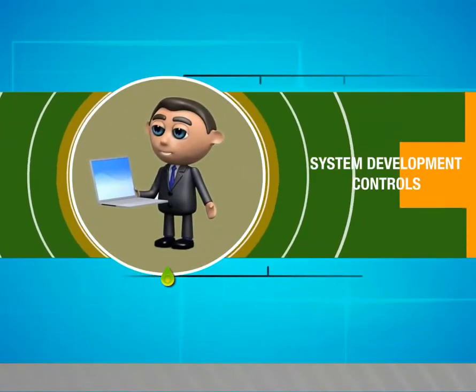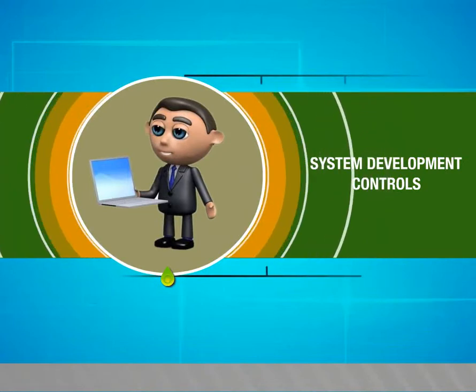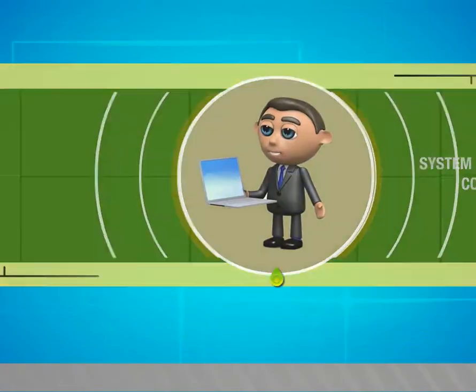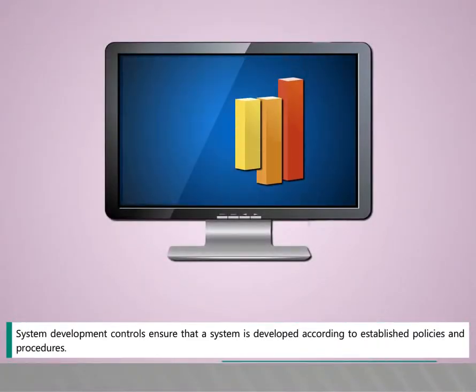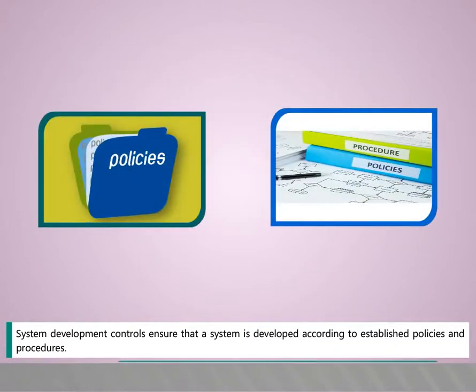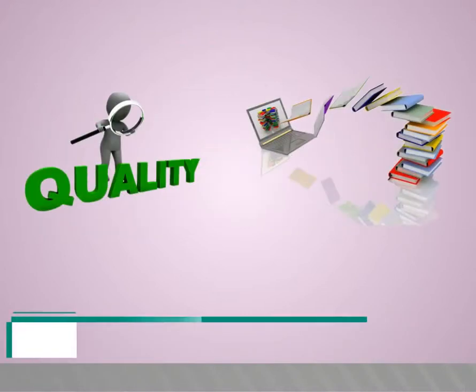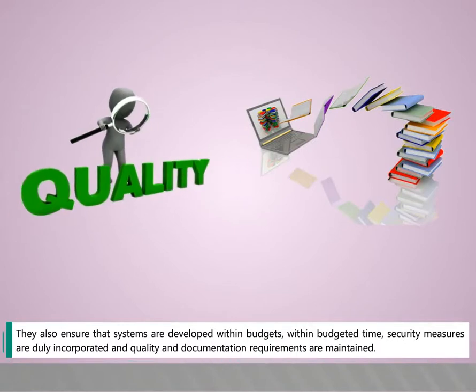System development controls. In this video, we are going to see about system development controls. System development controls ensure that a system is developed according to established policies and procedures. They also ensure that systems are developed within budgets, within budgeted time, security measures are duly incorporated, and quality and documentation requirements are maintained.